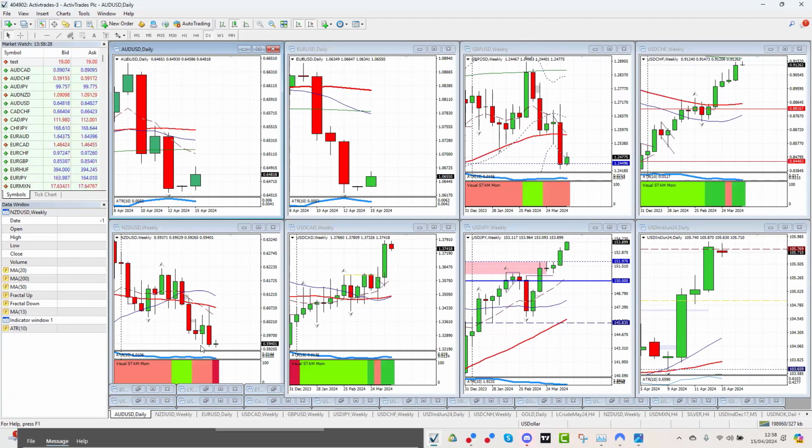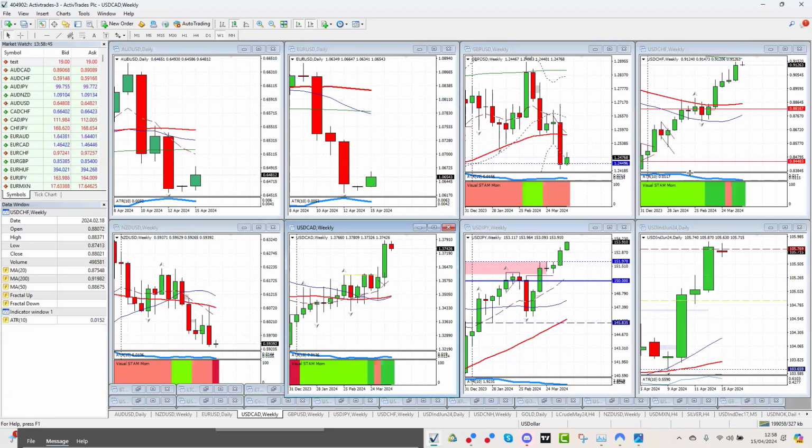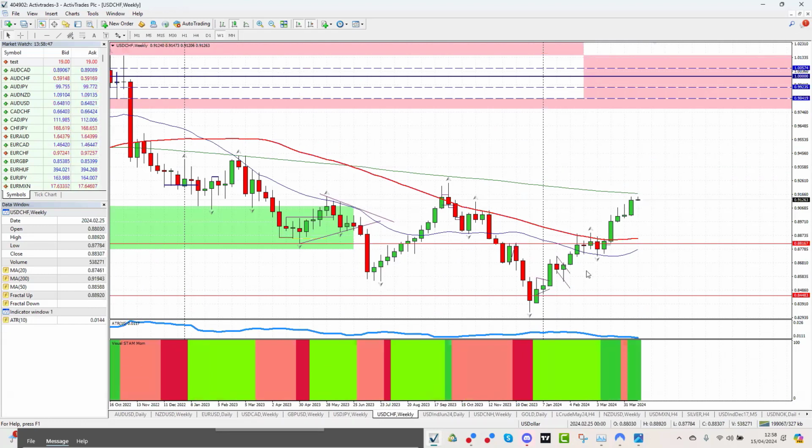Kiwi against the dollar here, it's the same story. Even dollar against Canadian dollar, bosh, and that's not a surprise. We're seeing that the Canadian economy is certainly not bearing up as well as the US economy, and so you're seeing US strength and Canadian dollar weakness. Dollar Swiss franc even: last week we had a little bit of a pin bar, and it's just blown through that.